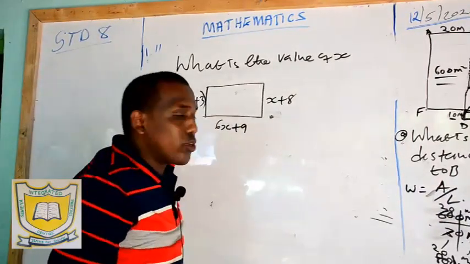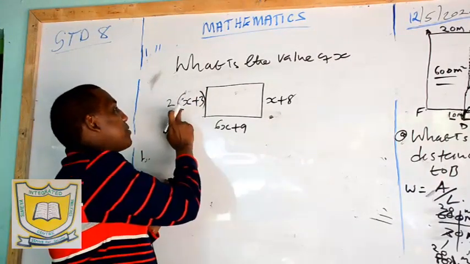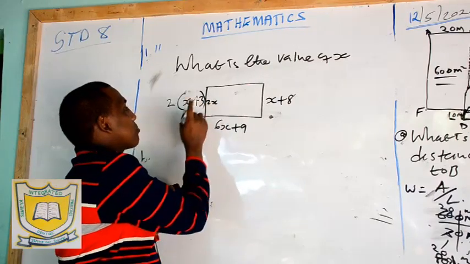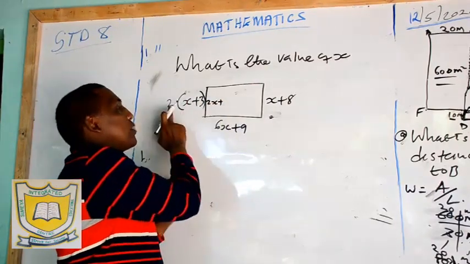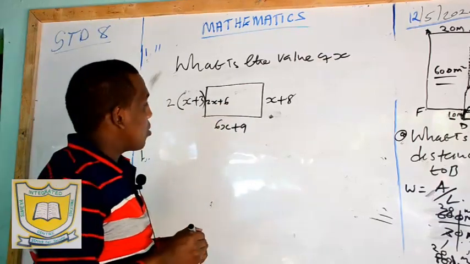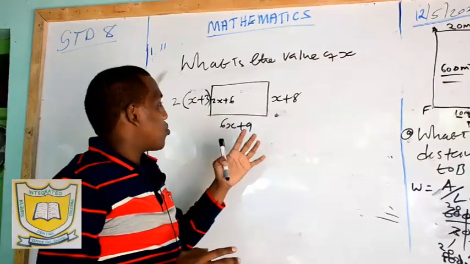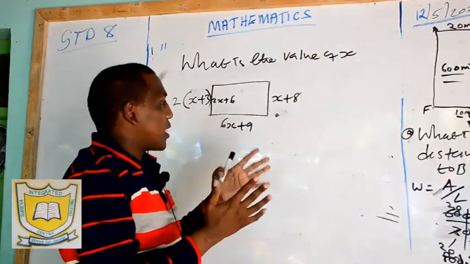What we do first, we remove the bracket, this one. Let us remove the bracket now. 2 times x is 2x plus 2 times 3 is 6. So we have removed the bracket now. So I have to get the x. For me to get the value of x now, I collect the like terms.